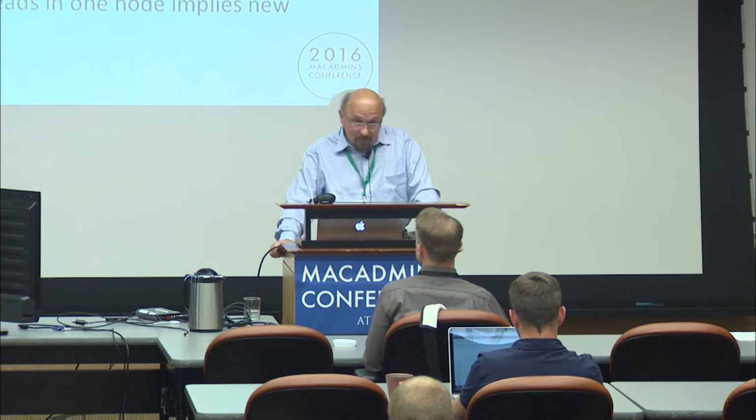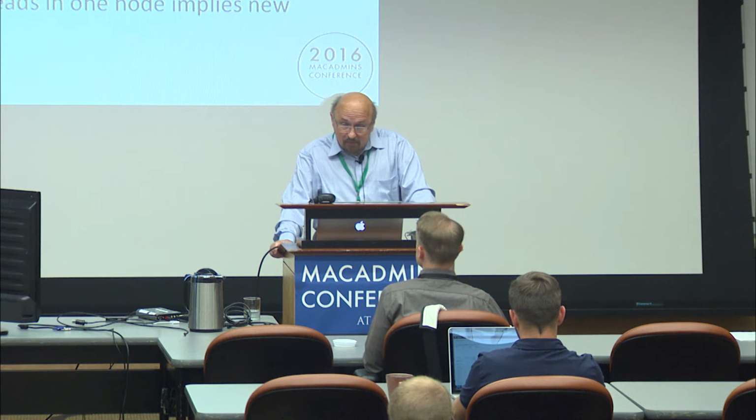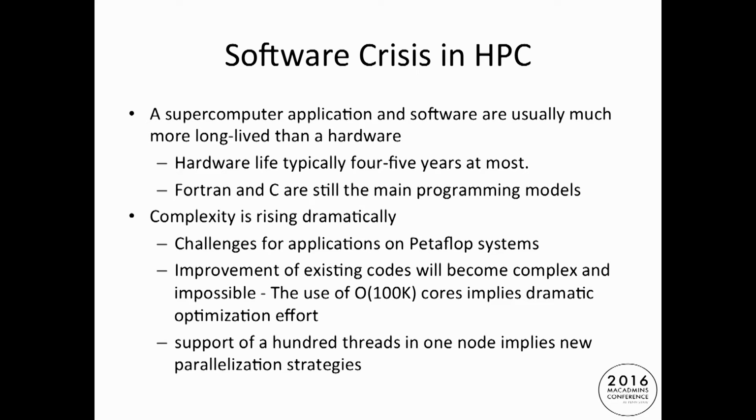So there is a crisis in HPC at the moment. If you notice, there's one key phrase down there, the use of order 100K cores or more. How the heck do we write programs that manage 100K cores without any bubble weights?